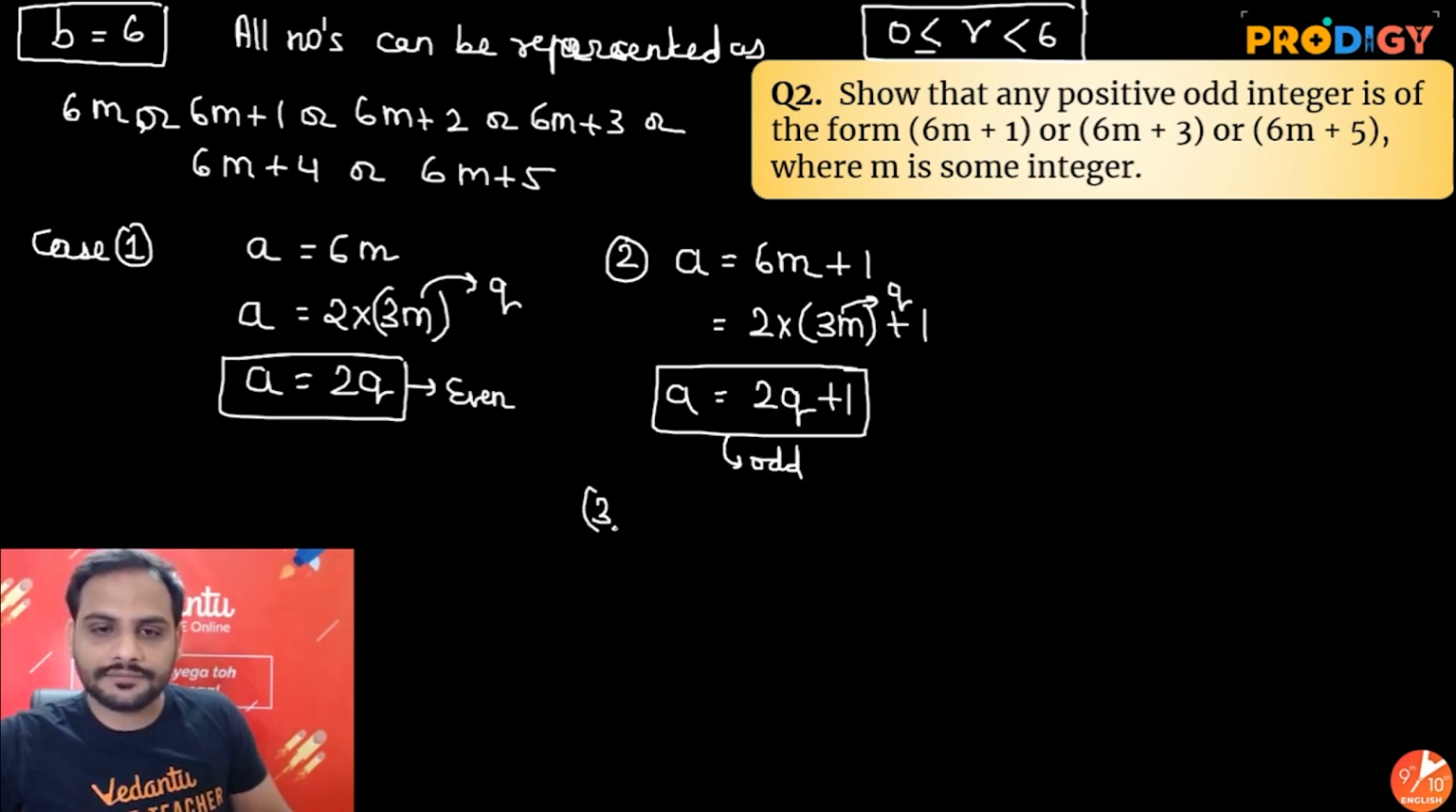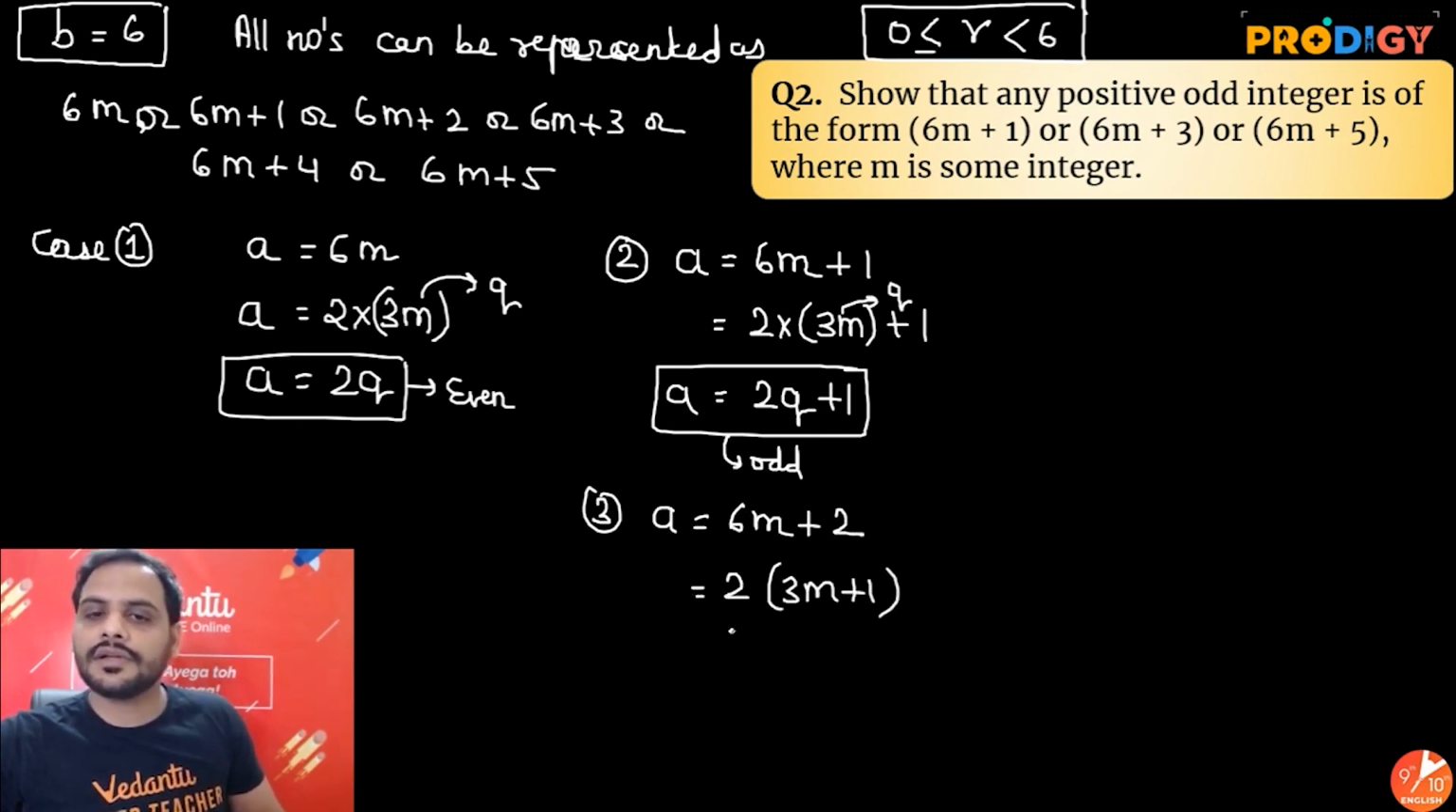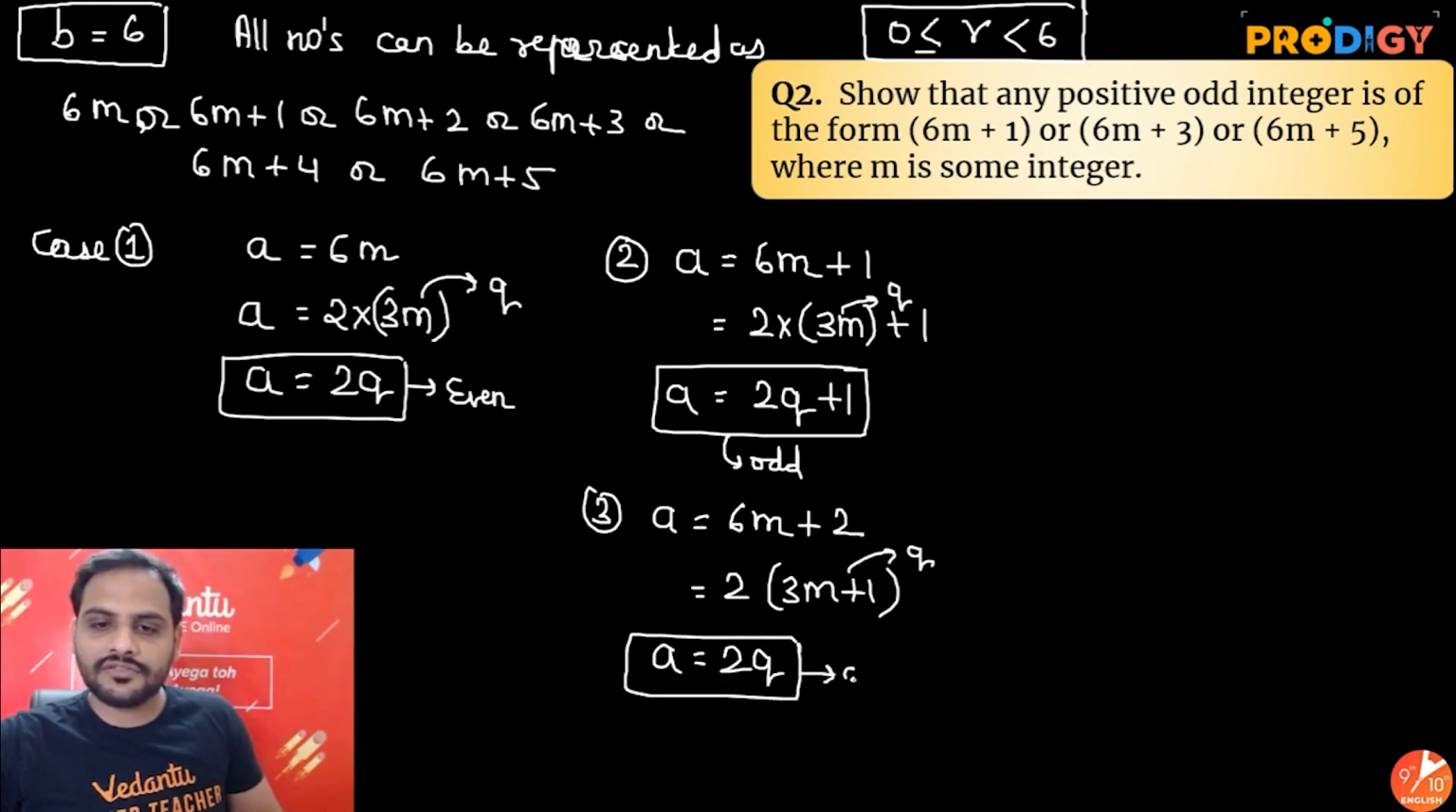Third one. If a is equal to 6m plus 2, here easily I can take 2 common. So I am left with 3m plus 1. So I can write 3m plus 1 as some number q. So a is equal to 2q. That means 6m plus 2 is an even number.